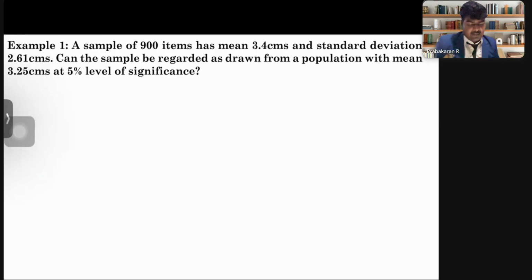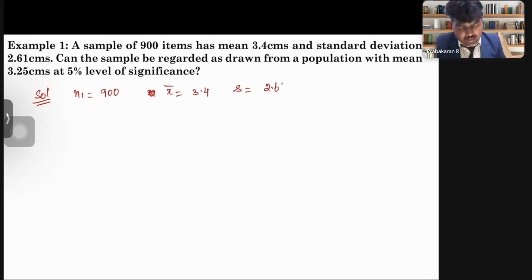So first write what things they have given. First, sample size is 900, and the mean of the sample, denoted as x bar, is 3.4. See, it is only one sample. The standard deviation is small s, 2.61. And we are going to check whether this sample comes from the population. The population mean is 3.25, and the level of significance they have given is 5%. These are all the things they have given.